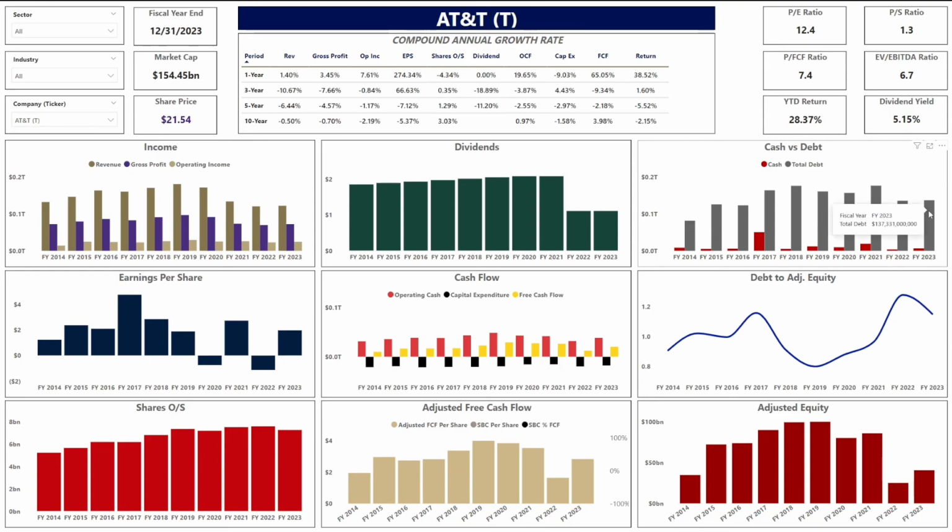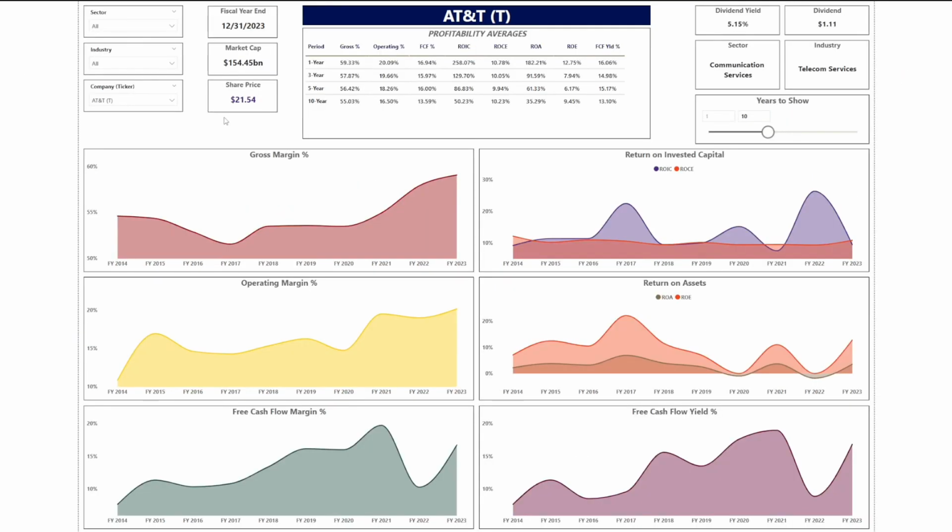You can see here that they've used that excess free cash flow to pay down some debt. And if we look at the profitability, you can see it's steadily increasing again. So things seem to be back on track for AT&T, or at least heading in the right direction.